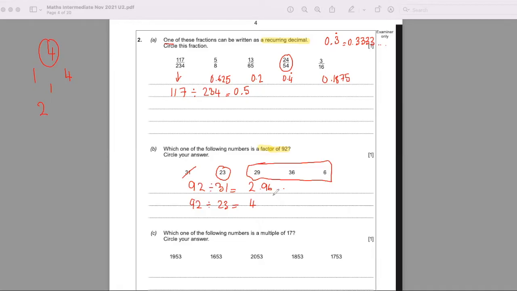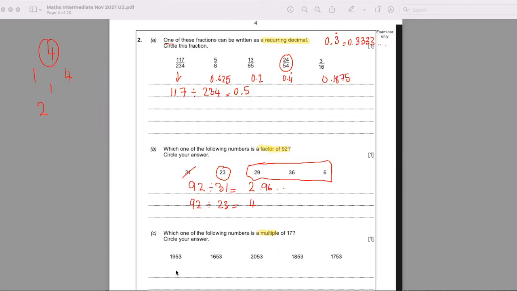C, which one of the following numbers is a multiple of 17? Circle your answer. Now, let me remind you what a multiple is. What is the definition of a multiple? Because people get mixed up between factors and multiples. Multiple just means times table, basically. So the 17 times table, which one of them is in the 17 times table?